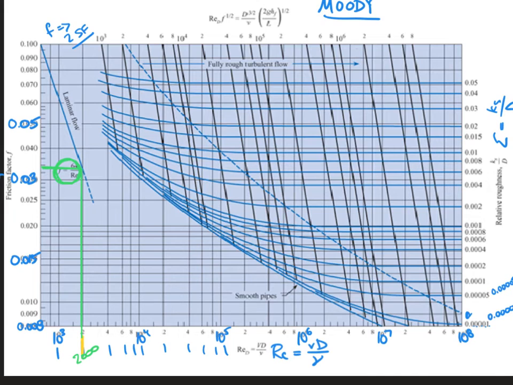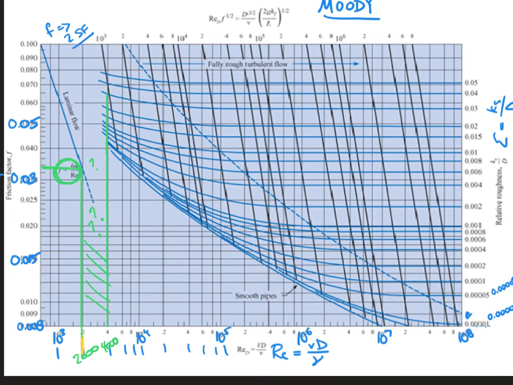Now, if you were stuck at about, let's say, 4,000, so you're right here, well now you're really almost out of luck. Remember there's that region between 2,000 and 4,000. It's a transition region between laminar and turbulent. And if you're in this region, you're kind of guessing. There's just not really a lot of information. So it will almost never happen.